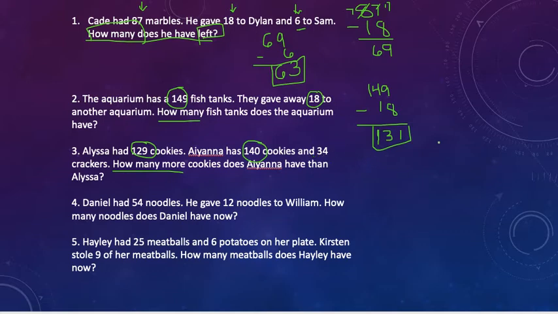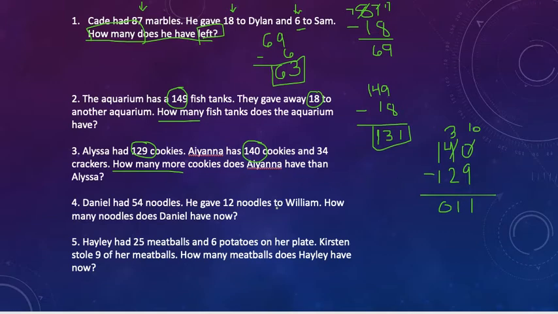So we are going to subtract 140 minus 129. We cannot do 0 minus 9, so we are going to borrow from our 4. That becomes a 3. This becomes a 10. 10 minus 9 is 1, 3 minus 2 is 1, and 1 minus 1 is 0. So Ayana has 11 more cookies than Alyssa. All right, let's move on to the next one.